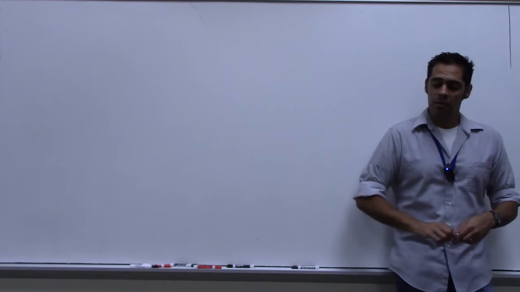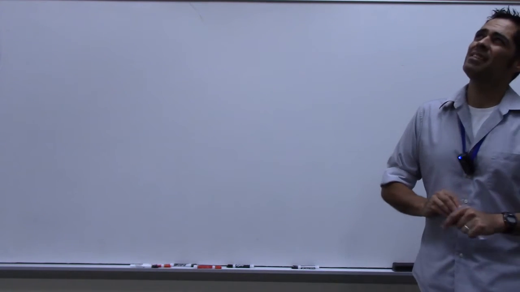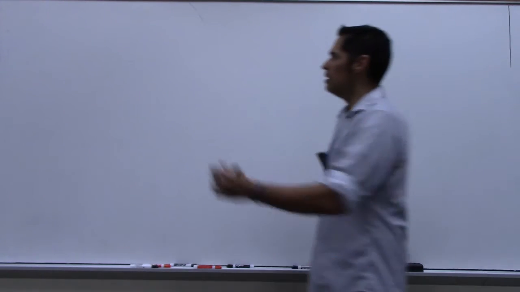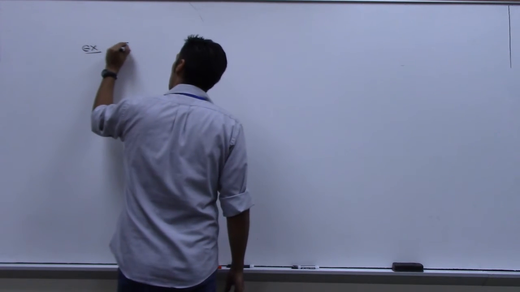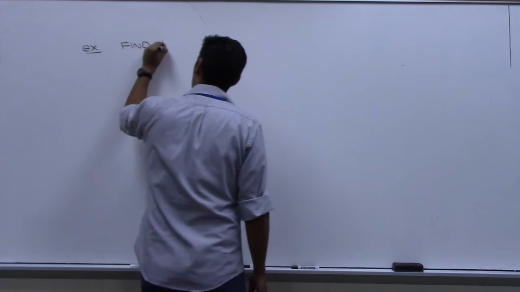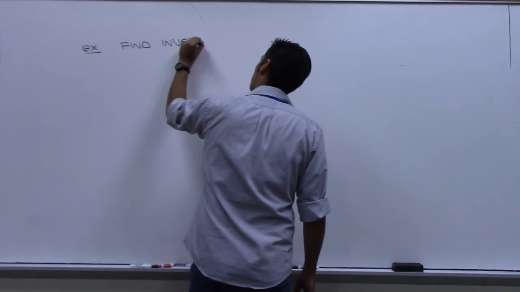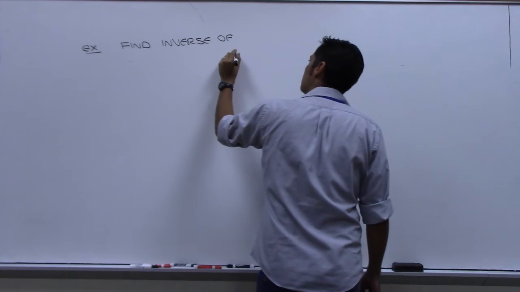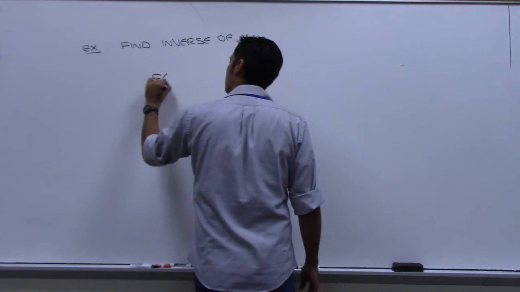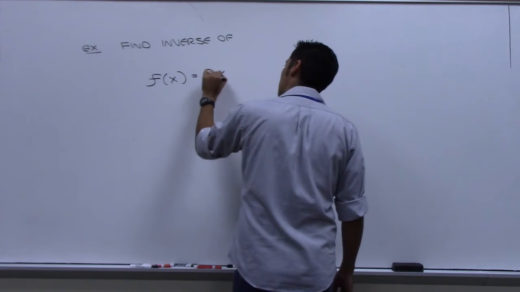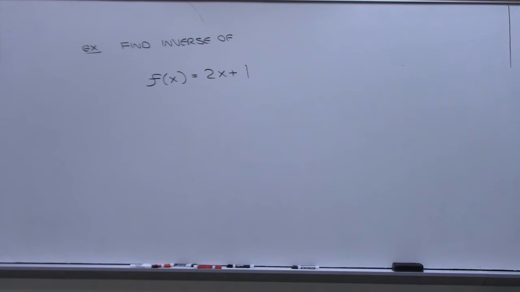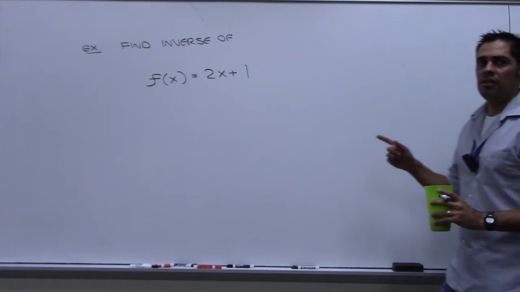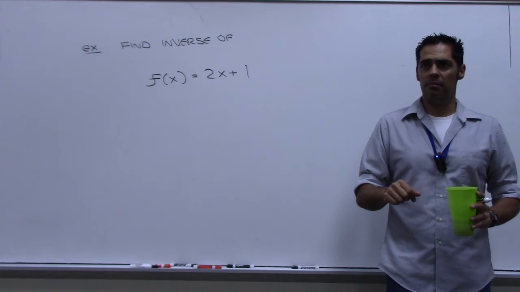All right? So let's take something more simple. Let's start with something simple. I think that'll be good. So for this example, I want us to find the inverse of f of x equals 2x plus 1. Now we've already done this problem, right? And we showed a little while ago that the inverse of this function is x minus 1 over 2, right?